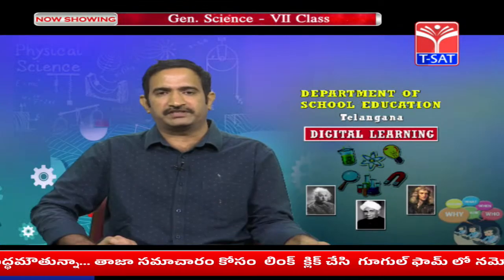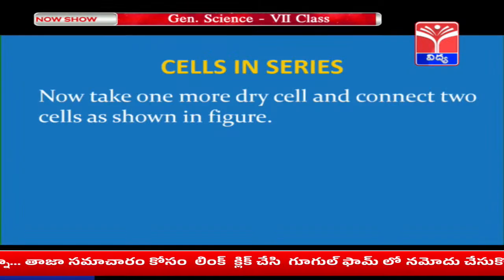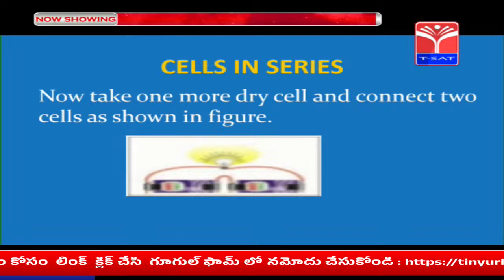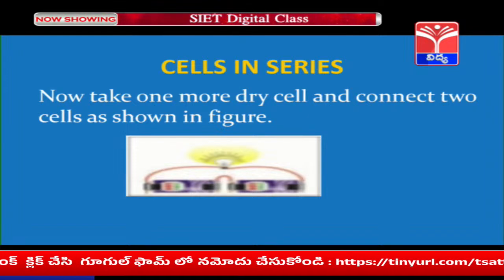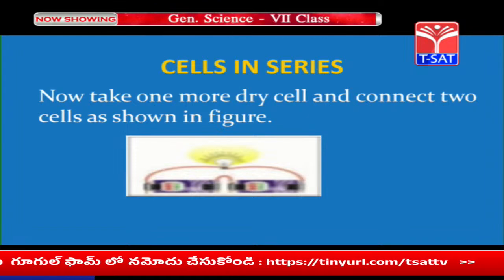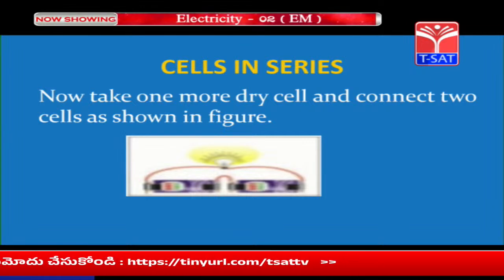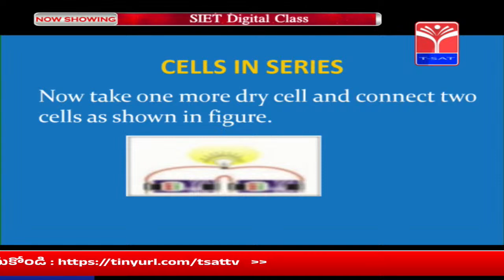Now instead of one cell we will connect two cells. Observe the intensity of the light. Will the intensity increase or decrease? Yes, the intensity of the bulb increased. If we keep three cells, again the intensity of the bulb will increase.